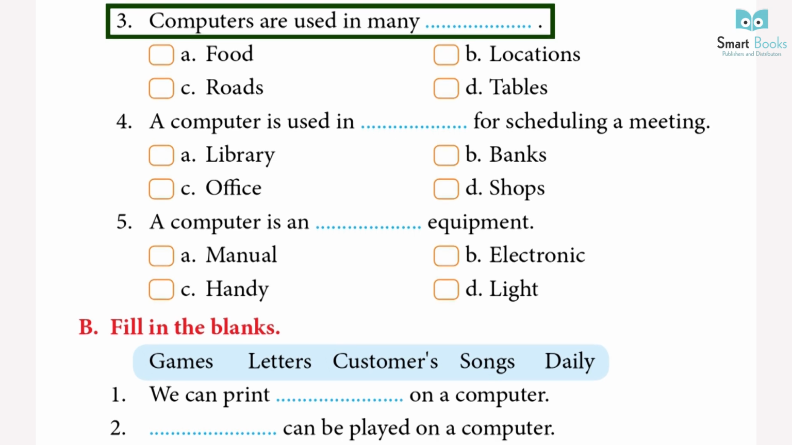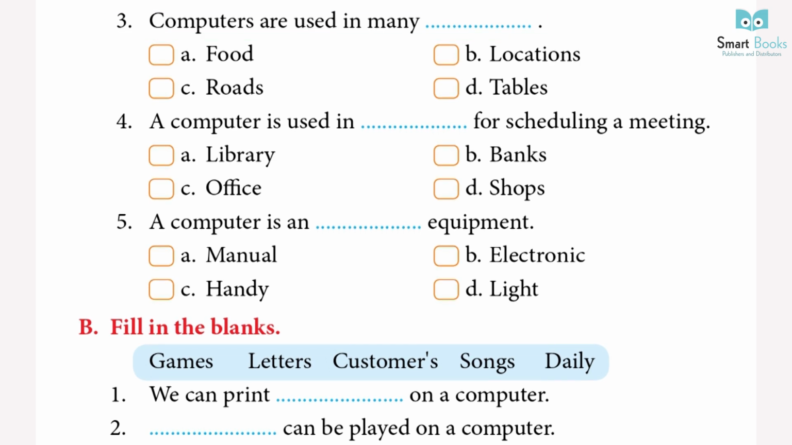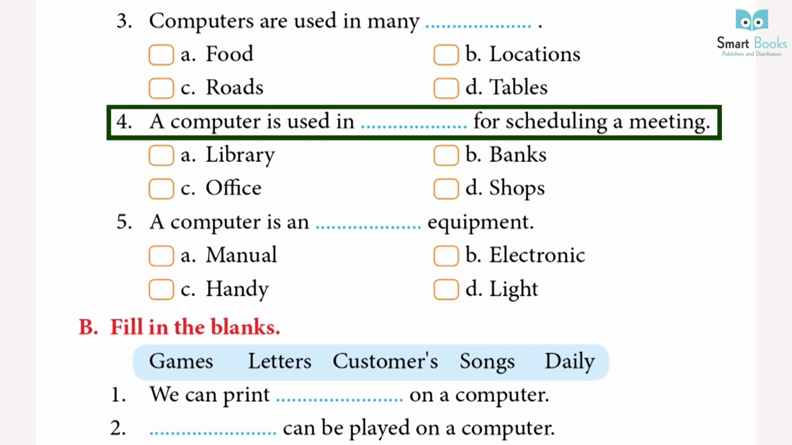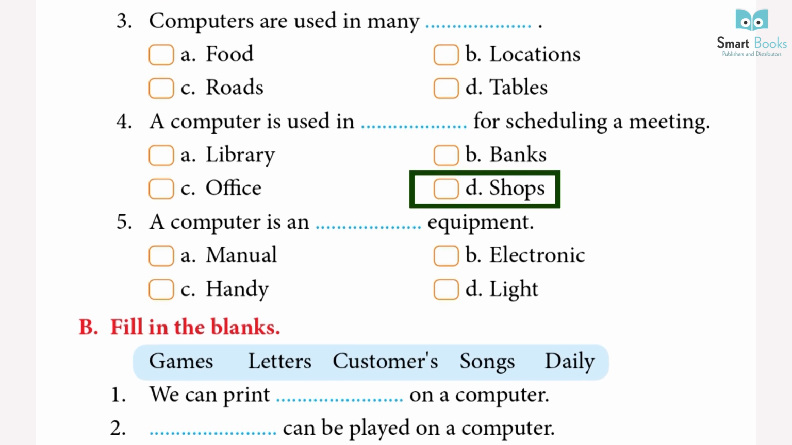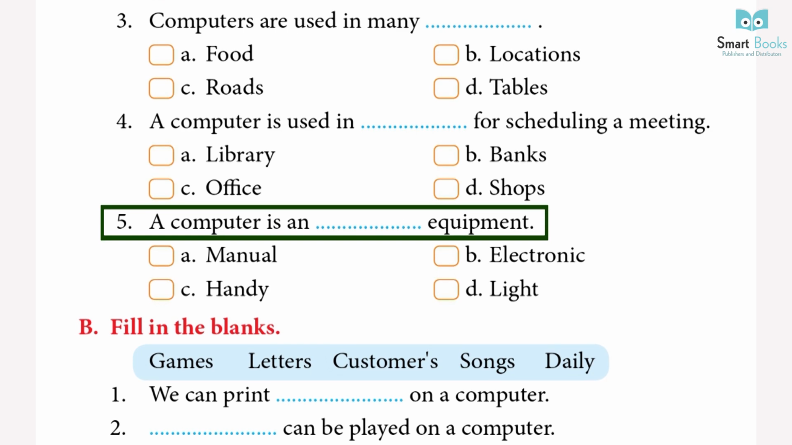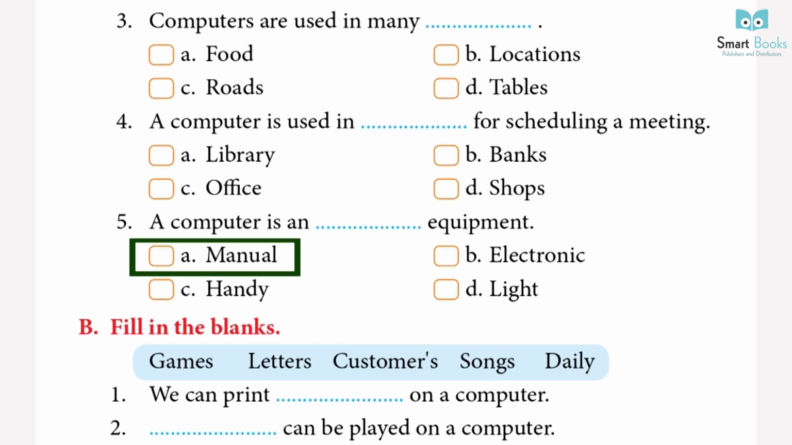3. Computers are used in many dash. A. Food. B. Locations. C. Roads. D. Tables. Answer: B, locations. 4. A computer is used in dash for scheduling a meeting. A. Library. B. Banks. C. Office. D. Shops. Answer: C, office. 5. A computer is a dash equipment. A. Manual. B. Electronic. C. Handy. D. Light. Answer: B, electronic.